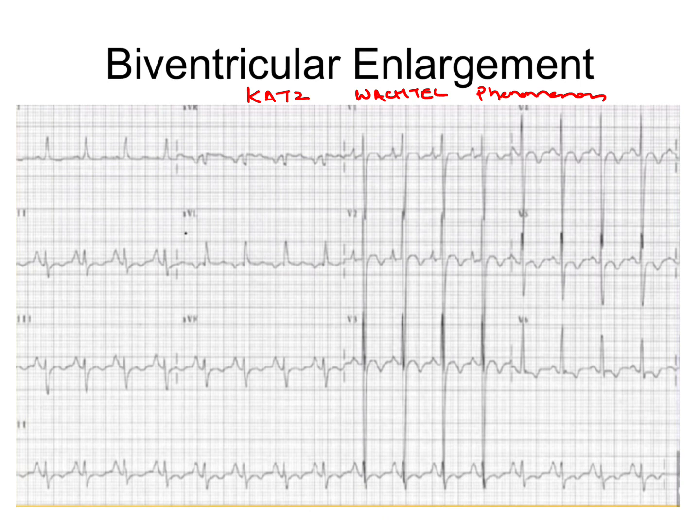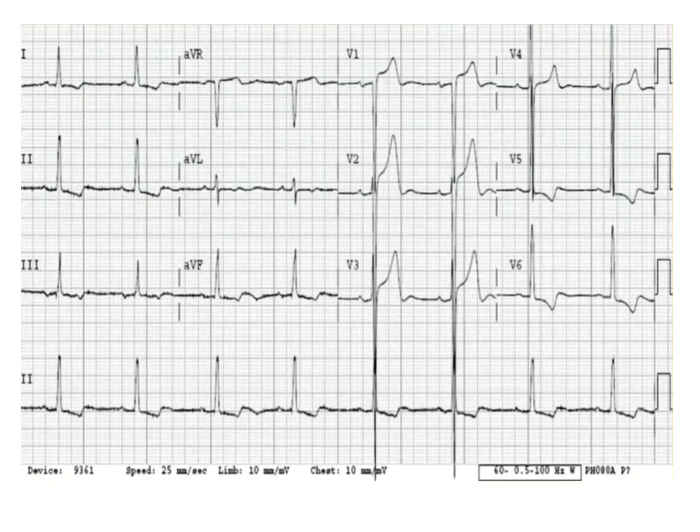Biventricular enlargement is usually seen in the precordial leads. If both R and S waves are very huge and of almost equal size, then we can say that both ventricles are enlarged. This is called the Katz-Wachtel phenomenon. If R and S waves are huge in precordial leads and almost equal, we call it biventricular enlargement. Now we will come to some ECGs and find out what sort of hypertrophy is there.